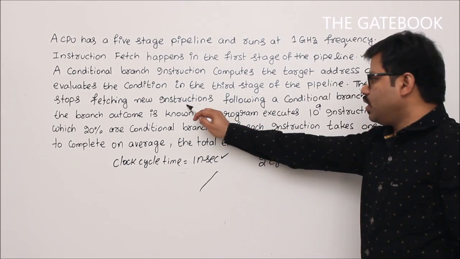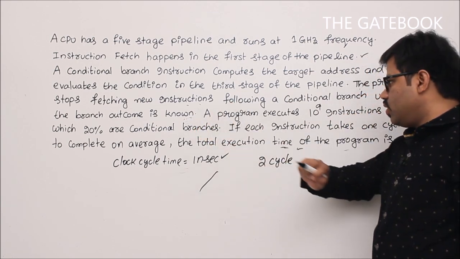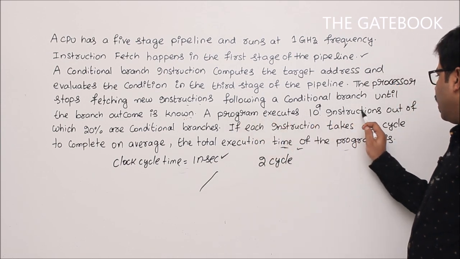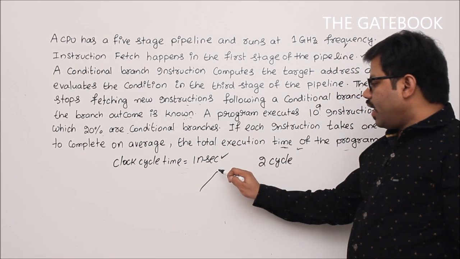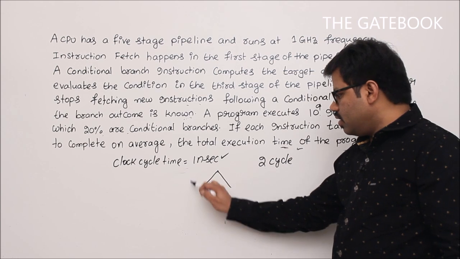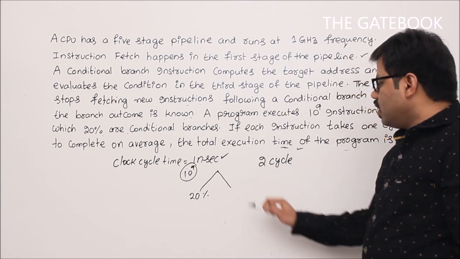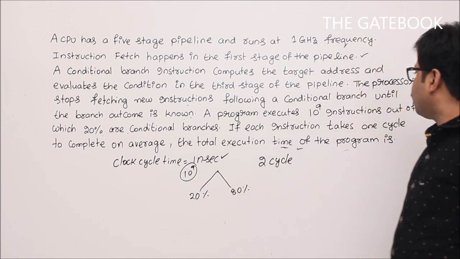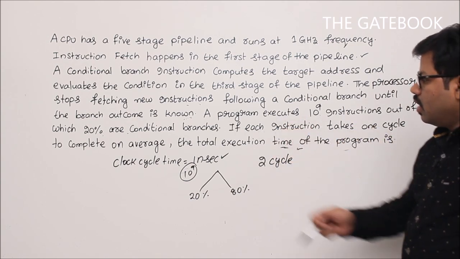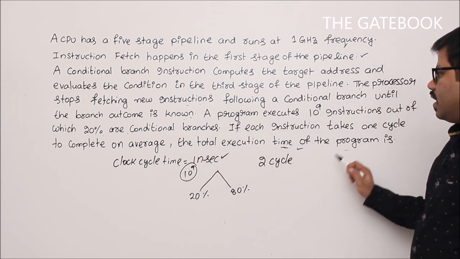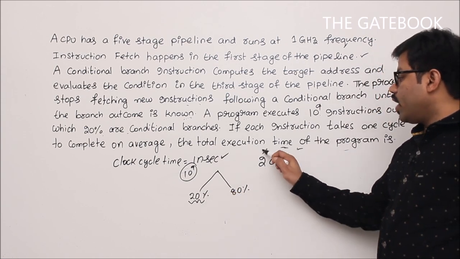The processor stops fetching new instructions following a conditional branch until the branch outcome is known. Yes, fine, we understood that. A program executes 10 to the power of 9 instructions, out of which 20% are conditional branches. Fine. So out of all those instructions, 10 power 9, you remember that 20% are conditional branches and 80% are normal instructions, right? Now, if each instruction takes one cycle to complete on average, the total execution time of the program is... he said that there are 20% conditional instructions, and we know the penalty of conditional instructions, 2 extra cycles.